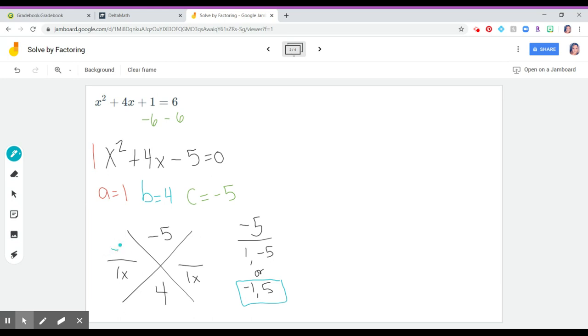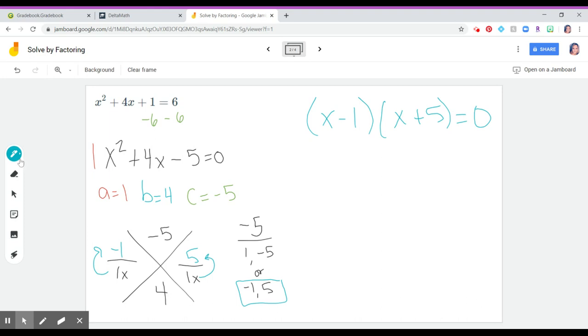Again, your sign is really important. We can't simplify, so we're going to read from bottom to top. So I'm going to rewrite this as x minus 1, you could write 1x, that's fine, plus 5 equals 0. And then we're going to go ahead and solve.